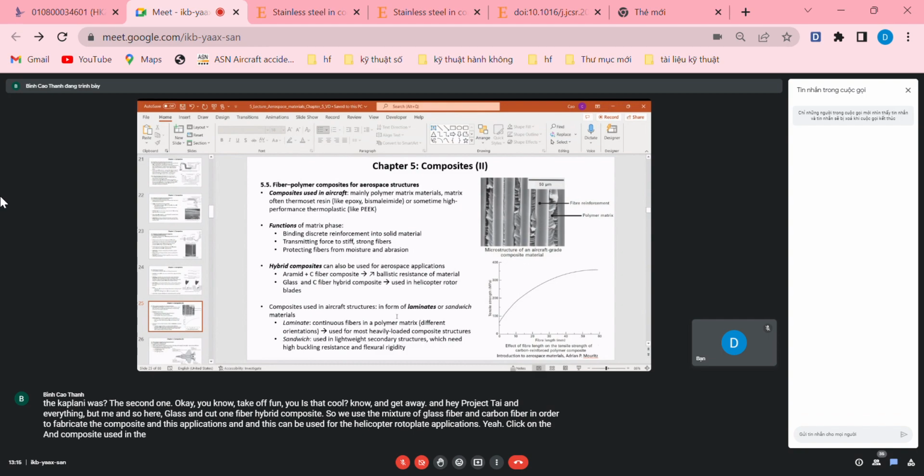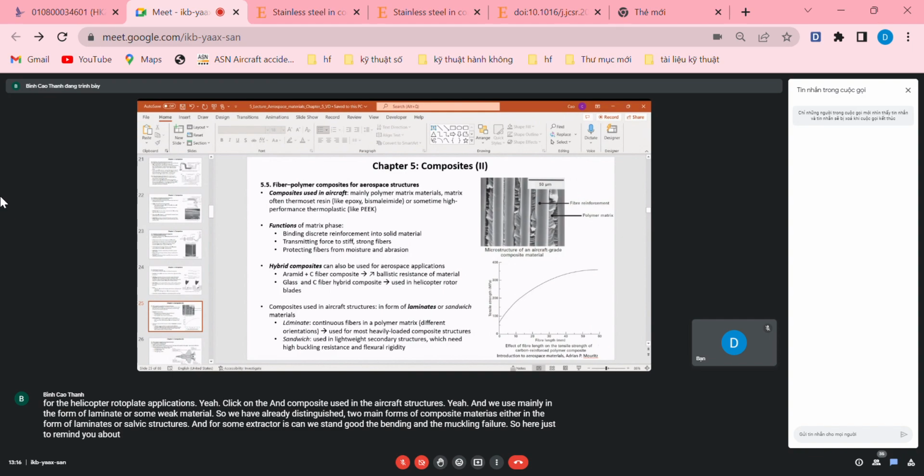And composite used in the aircraft structures, we use mainly in the form of laminate or sandwich material. So we have already distinguished two main forms of composite materials, either in the form of laminates or sandwich structures. And a sandwich structure can withstand bending and buckling failure well.